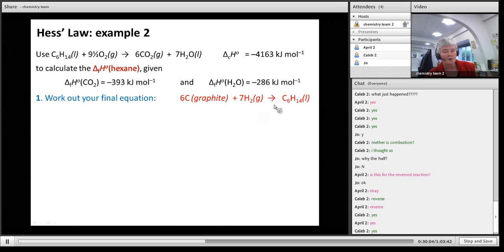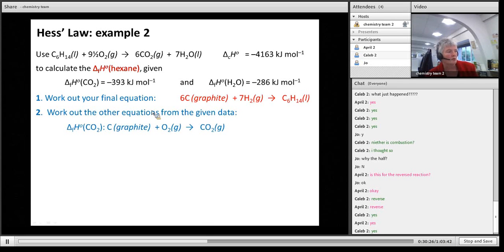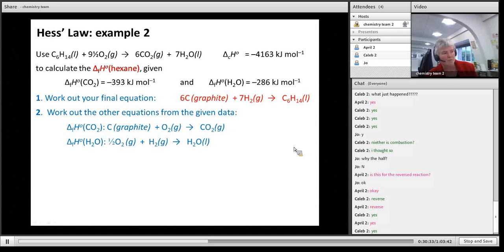So now we just look at it. I obviously need hexane on the right hand side, so I'm going to need hexane up here on the right hand side too. The other thing is it helps to spell out these equations as well, so we know where the hydrogens and oxygens and carbons are. So if you write the heat of formation of carbon dioxide and the heat of formation for water, it's now easy to manipulate.